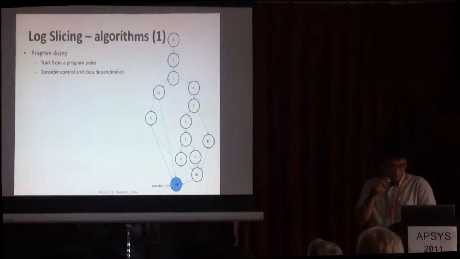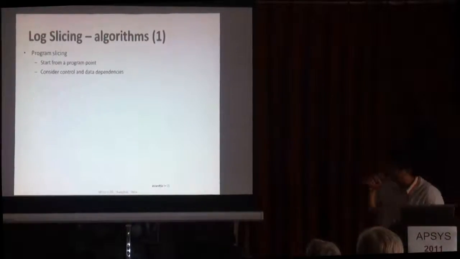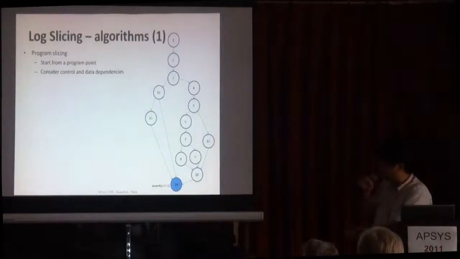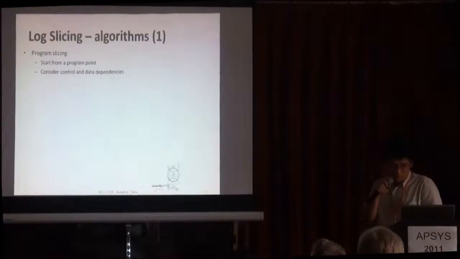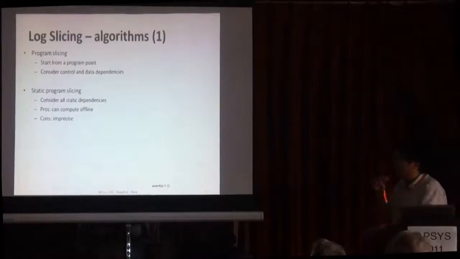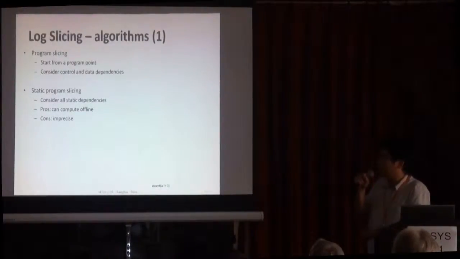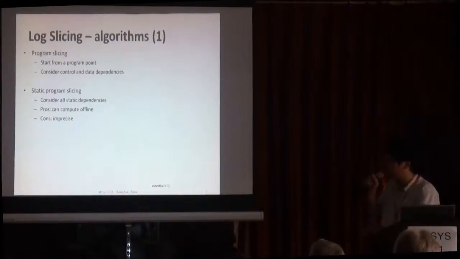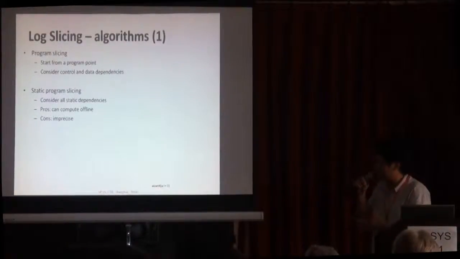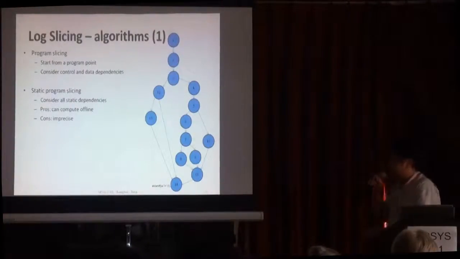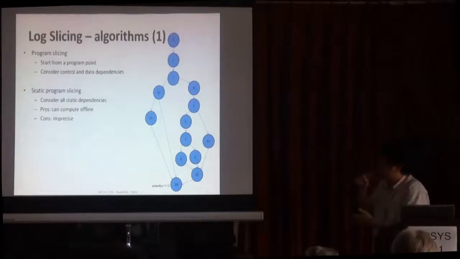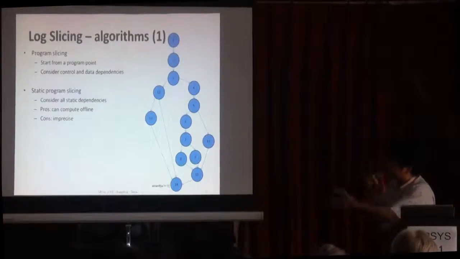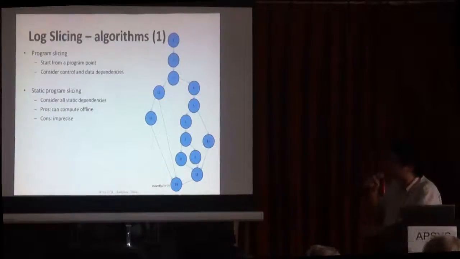For example, in the control flow graph, we can use the assertion at line 14 as a slicing criterion. The original program slicing is static in that it considers all the static dependencies in the program. It has the advantage that it can be computed offline. But it is static, so it's conservative. The result is that a static slicer is usually imprecise. And in this particular example, the static slice from the assertion contains the whole program.